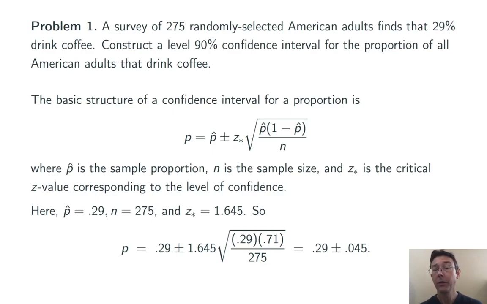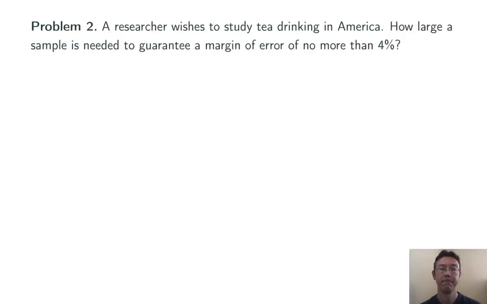Remember that the last number, the 0.045, is representing the margin of error. Approximately 90% of the time that we make a confidence interval like this using these same techniques, we'll capture the true population proportion within that interval.